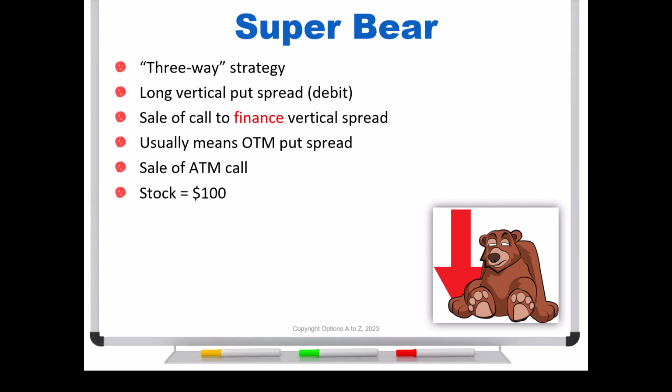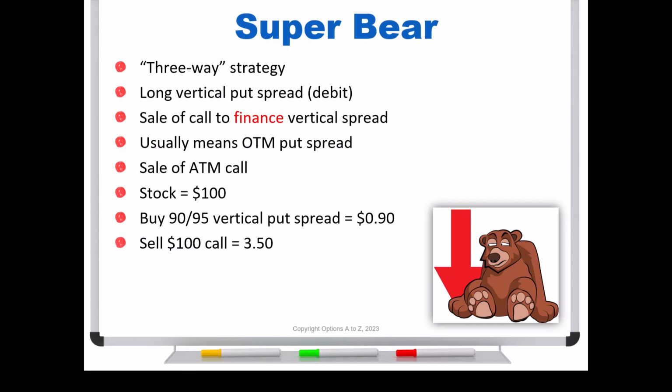So for example, let's say that the stock is 100 and you buy the 90/95 vertical put spread. And let's just say it's trading for 90 cents. And then for the call, let's say that you sell the $100 call, perhaps trading for 350. So notice that we have three different strikes in order: 90, 95, 100. The lowest strikes, at least for the super bear strategy, will be the put spread, and then we're going to put a short call on top. So that's really the best way to visualize it. In this instance, we have a net credit of 260. You're going to receive 350 from selling that call, and then you're going to spend 90 cents of that, which leaves you with a net of 260.